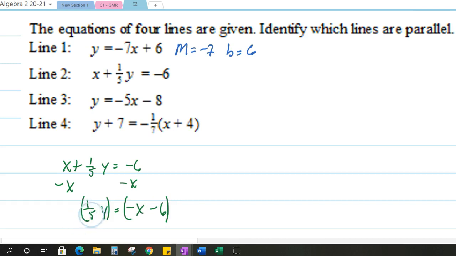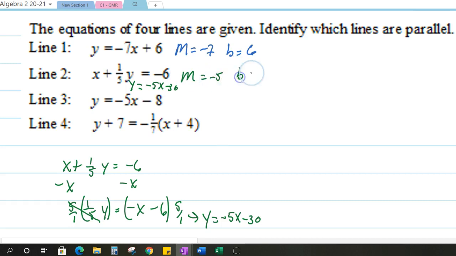In order to get rid of the fraction, I'm going to multiply by the reciprocal. The reciprocal of 1/5 is 5 over 1. What I do to one side, I do to the other. The 5's will cancel out, and that gives me y is equal to 5 times -x is -5x. 5 times -6 is -30. So now I can see my new equation. I'm going to rewrite it up here so it's all together. Y is equal to, my slope is -5, my y-intercept is -30.